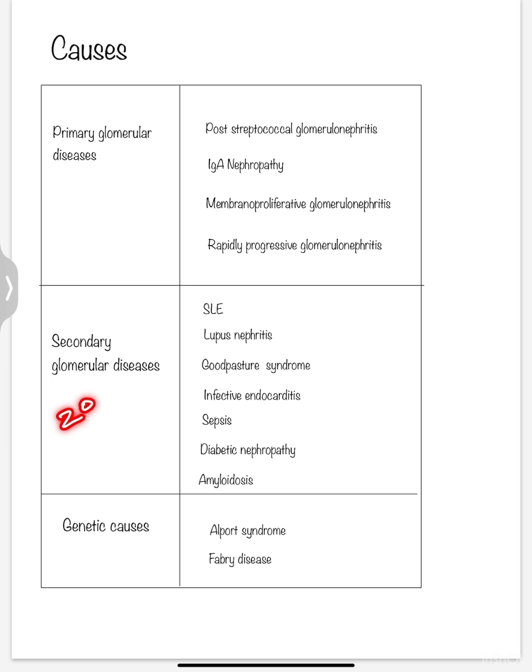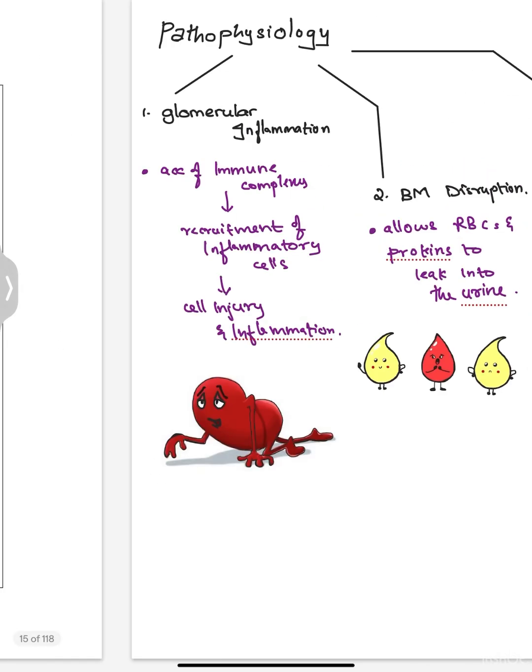What are the secondary causes? Systemic lupus erythematosus, lupus nephritis, Goodpasture syndrome, infective endocarditis, sepsis, diabetic nephropathy, and amyloidosis. And what are the genetic causes? That is Alport syndrome and Fabry's disease.